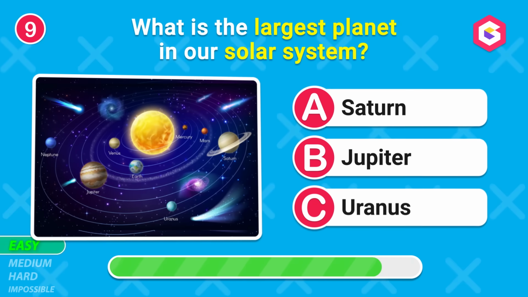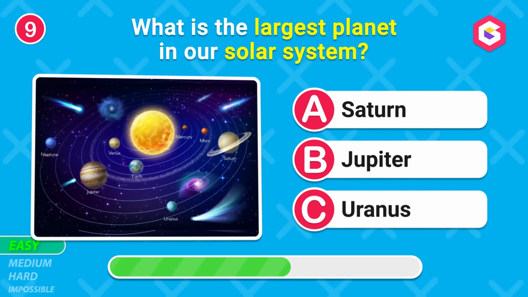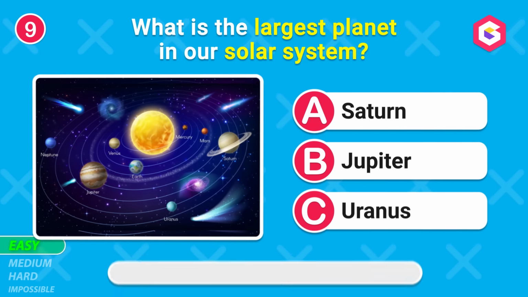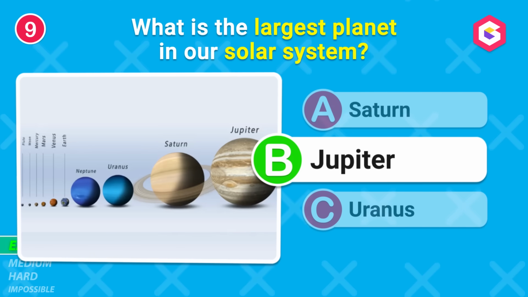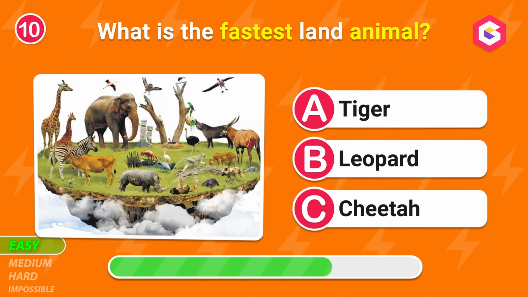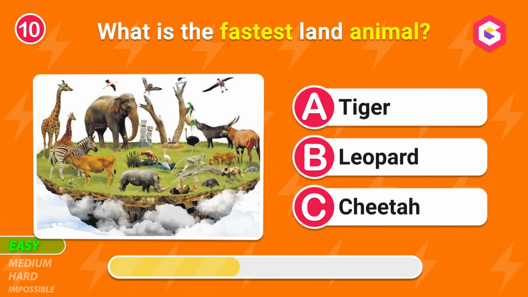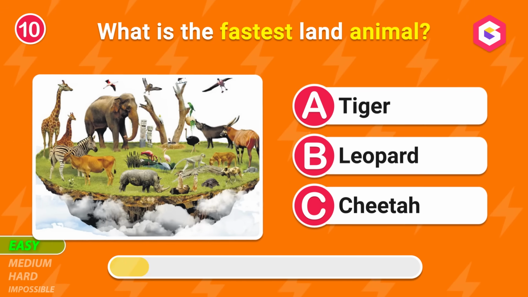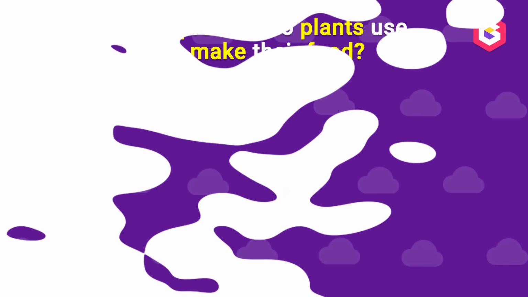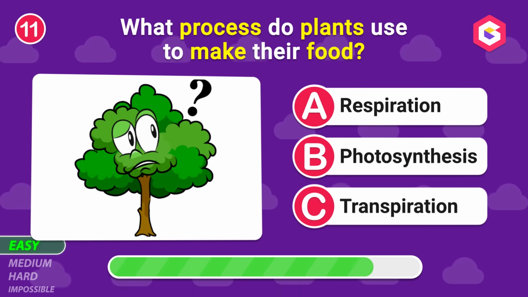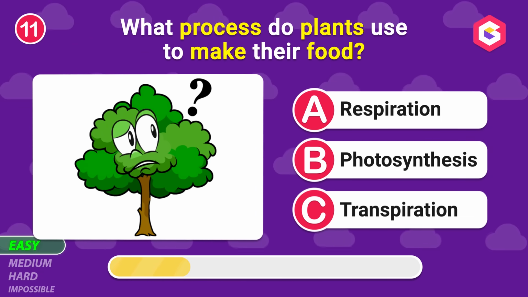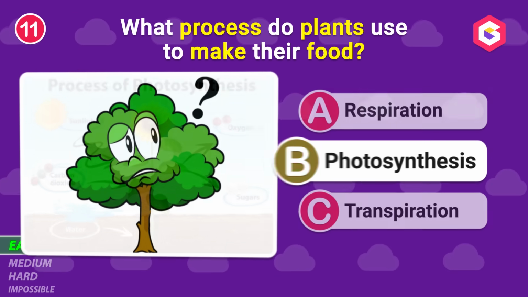What is the largest planet in our solar system? Jupiter. What is the fastest land animal? Cheetah. What process do plants use to make their food? Photosynthesis.